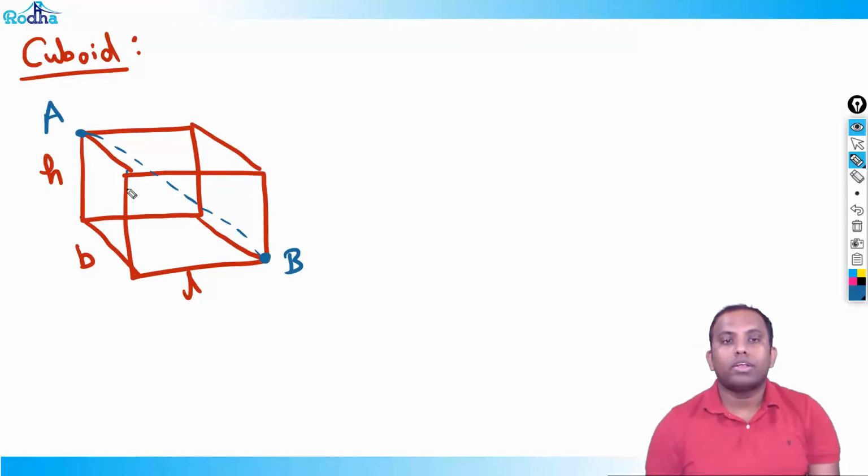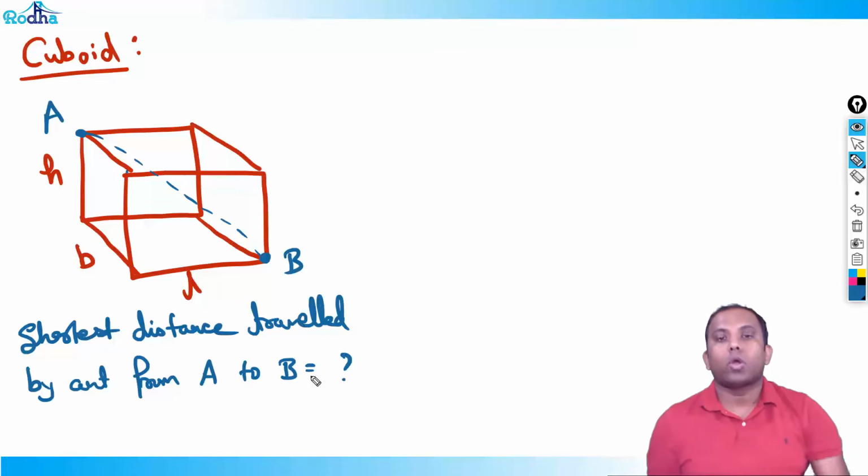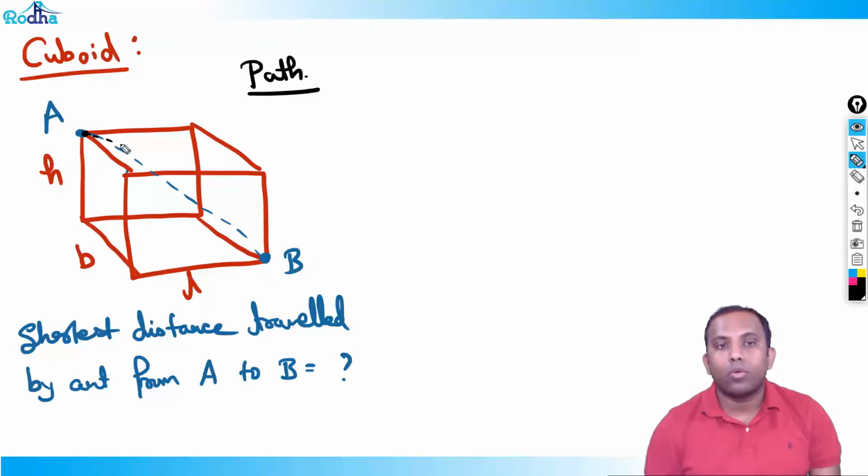So what is the shortest distance traveled by the ant from A to B? That is top corner to opposite bottom corner. Okay, what is the shortest distance traveled by the ant? So I know now what the path is. The path of the ant is something like this. Starting from A, going somewhere in the middle, and again dropping from here to here. So the path is ADB.